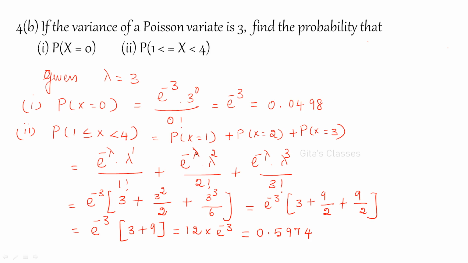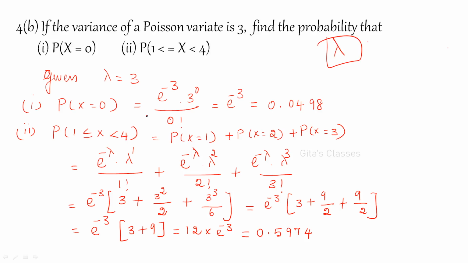And next, the variance of a Poisson variate is 3. Just now I have told you, the mean and variance of the Poisson distribution are lambda only. So lambda is equal to 3 is given. You have to just substitute in the formula. P of x equal to 0 is e power minus 3 into 3 power 0 by 0 factorial. Similarly, for x strictly less than 4, you are not supposed to include 4, so P of x equal to 1, 2 and 3 you have to find out.